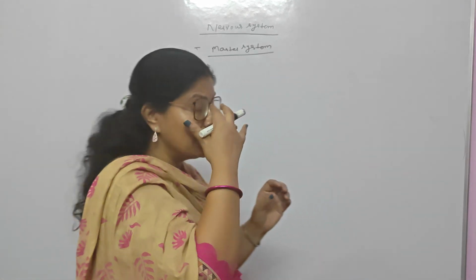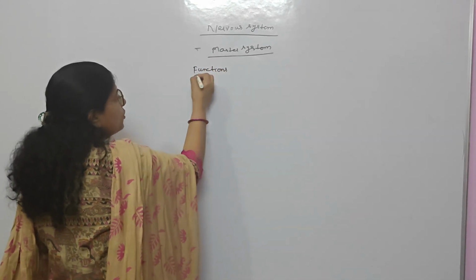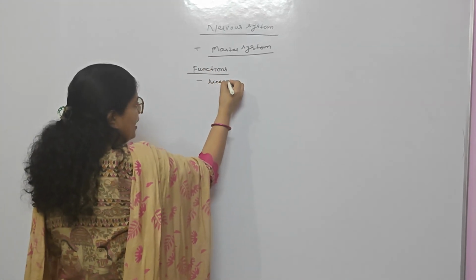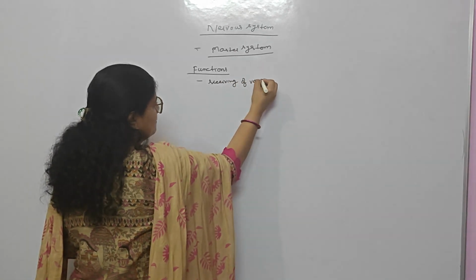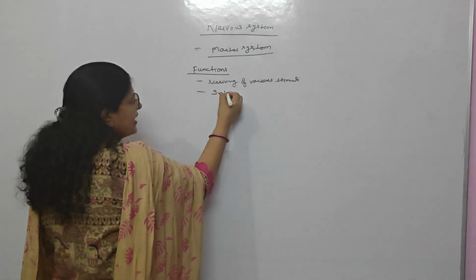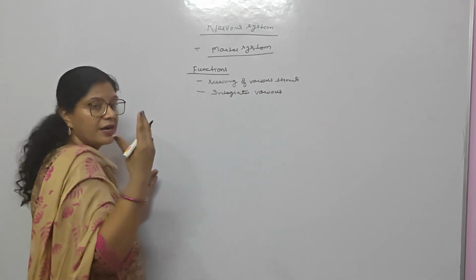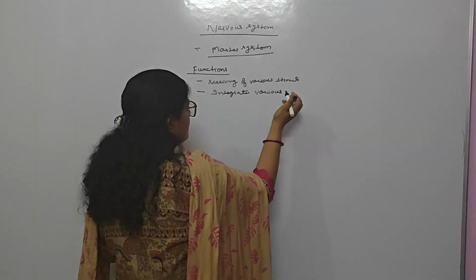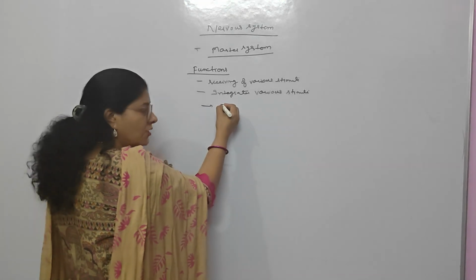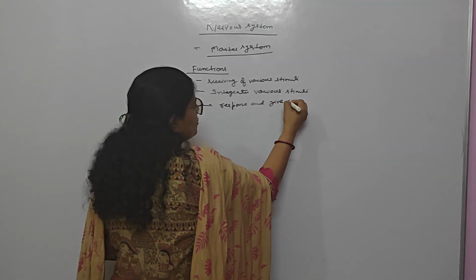So what is the function? It's very important to know. It's the master system for various functions. So it receives stimuli. The function is receiving of various stimuli. Then it integrates various stimuli which are received by various peripheral organs, various nerve roots and all other things. So it integrates various stimuli, and then finally it gives response and gives command. So this is the function of the nervous system.